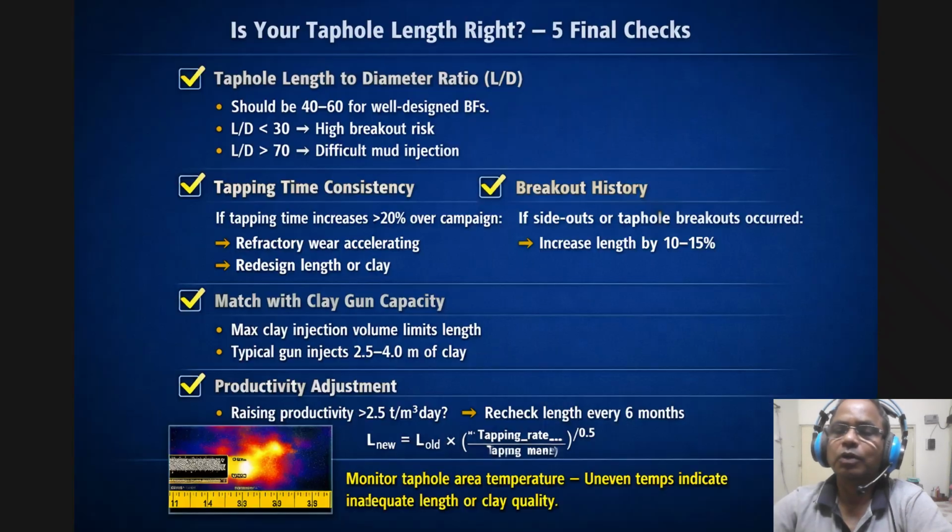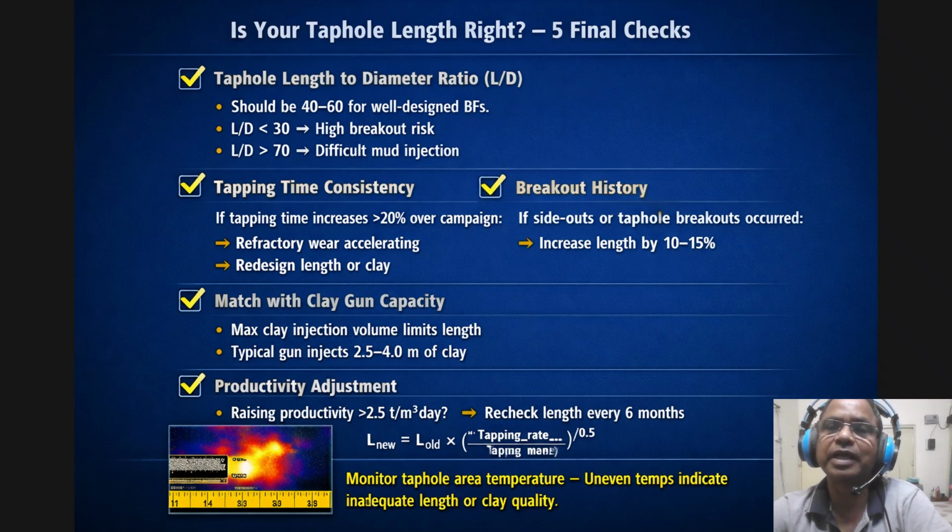So coming to our very valuable introspection about our learning, whether our taphole length is right or not. There are five final check speaking scripts, five checks, which we can speak out all the time on the shop floor while discussing with the operators. So the final slide is here before you. Use these five checks.